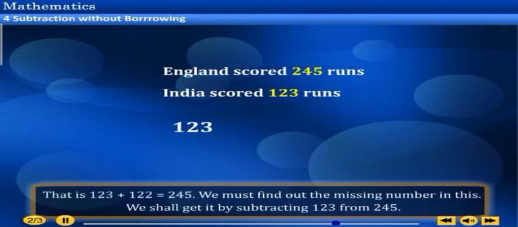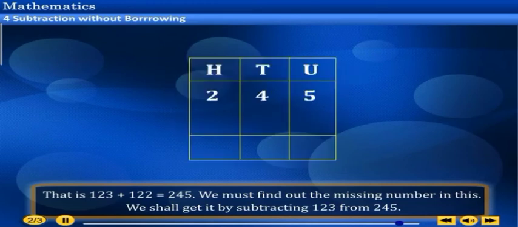That is, 123 plus 122 is equal to 245. We must find out the missing number in this. We shall get it by subtracting 123 from 245. 245 minus 123 is equal to 122.